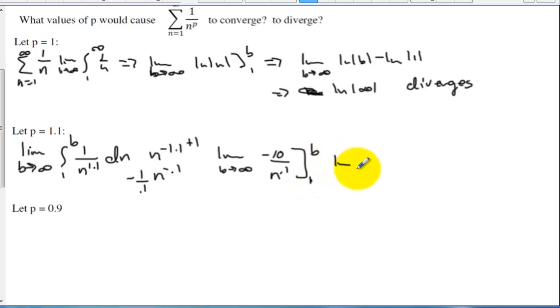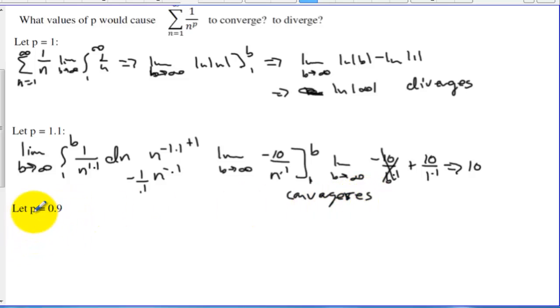So we have the limit as b approaches infinity of negative 10 over b to the 0.1, and then plus 10 over 1 to the 0.1. And when we plug infinity in for this b, the denominator becomes infinity. That means this is going to be 0, and we end up with 10. So this one converges by the integral test.